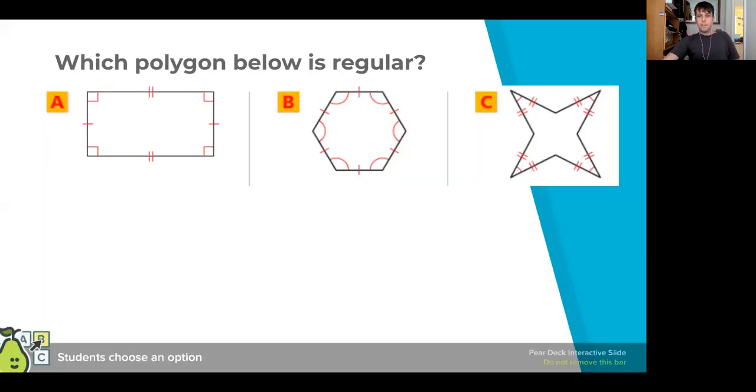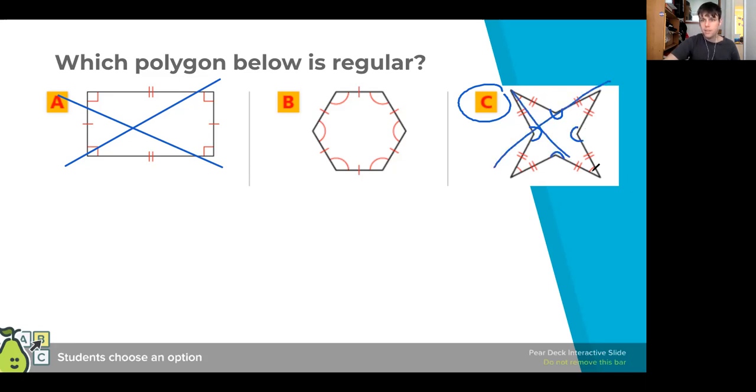Which polygon below is regular? Well, we can eliminate that rectangle right off, right? This one right here, not going to be this one, not equilateral. I'm also going to eliminate another one that's a little tricky. So C is not regular either. It is equilateral. All the sides are equal, but the only angles that are marked are these ones here. These are also angles, and they are different than these other ones. So it is not equiangular. So it's not this one.